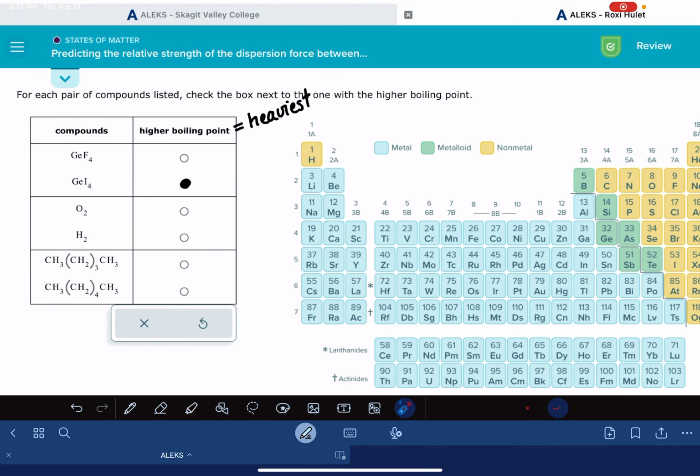Take a look at our next molecule. We have O2 versus H2. Here's hydrogen. Here's oxygen. Oxygen is heavier, and therefore it is going to have the higher boiling point.